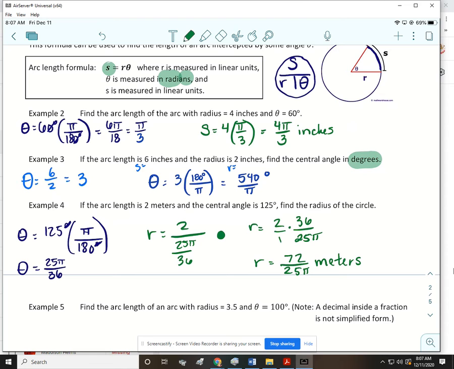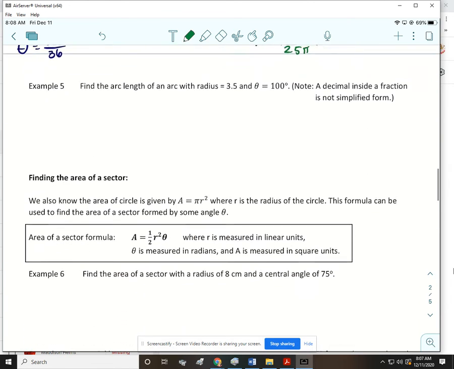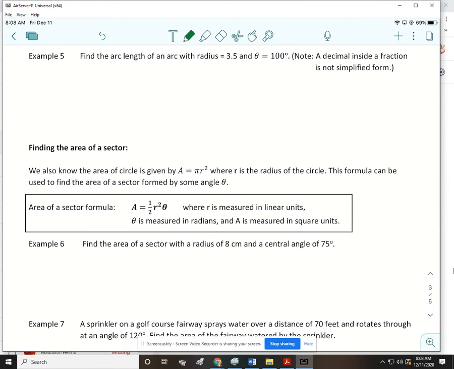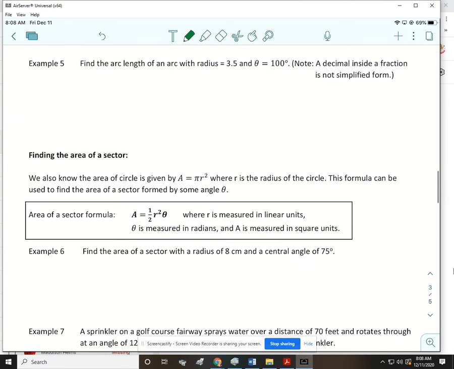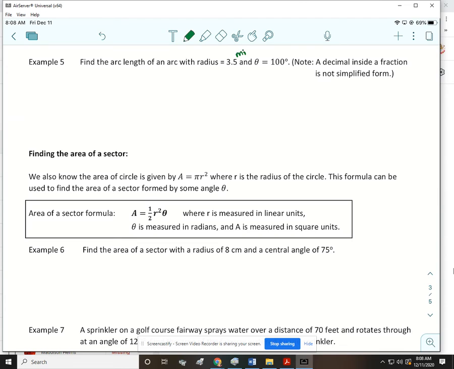All right. So let's do one more, and then we'll talk about another formula today. So for 5, we want to find the arc length of an arc with a radius of 3.5, let's say 3.5 miles. I forgot to put the unit here. It's a really, really big arc. And theta is 100 degrees.